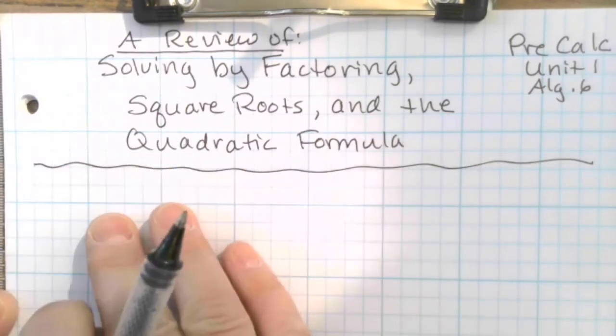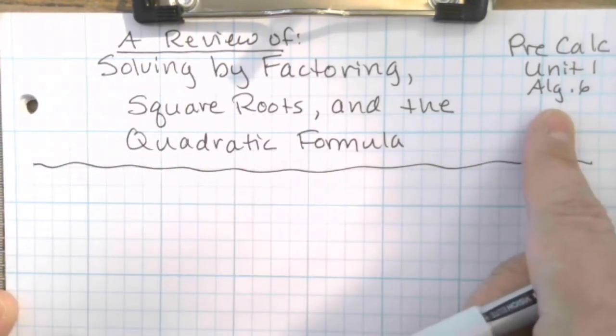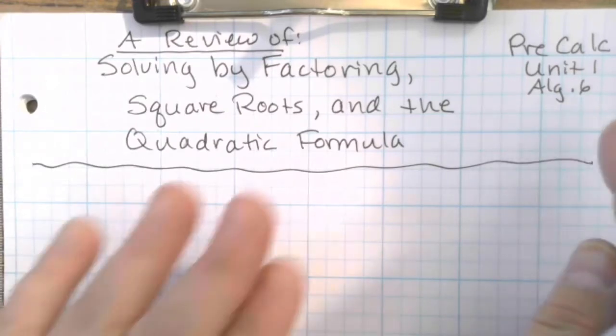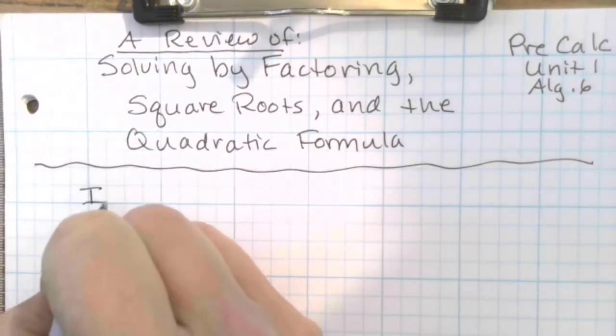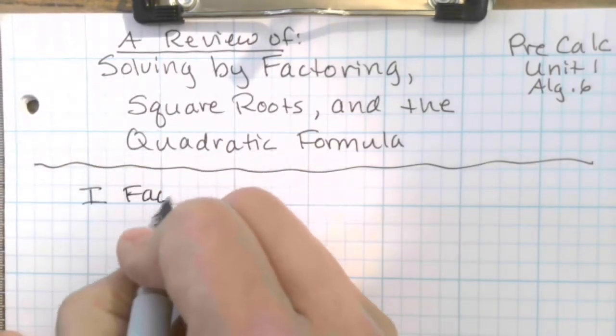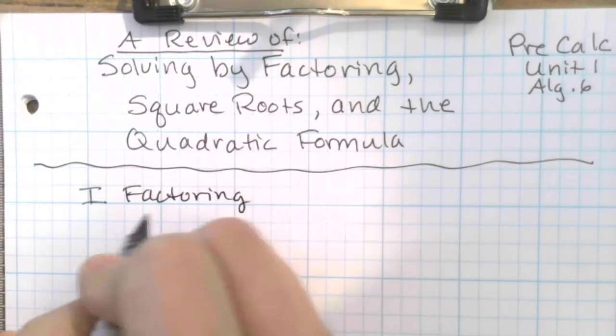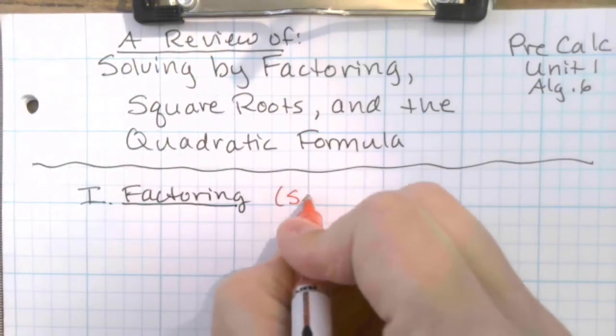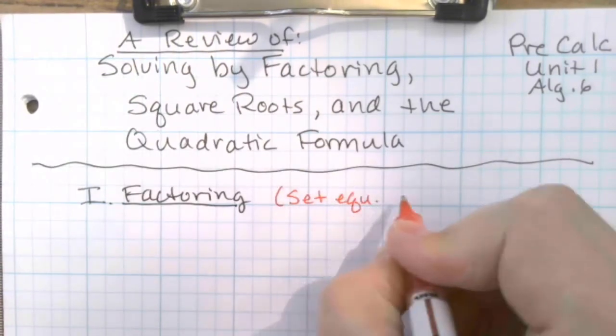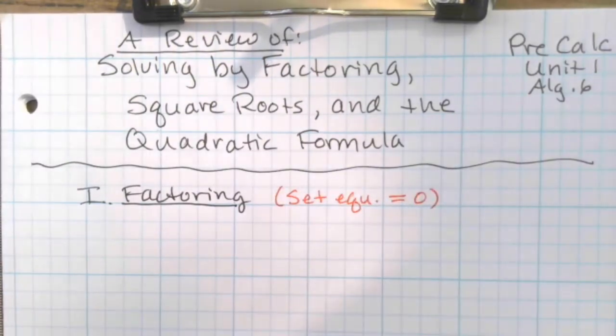And these notes are designed to go with worksheet algebra point 6, which is the first of our solving worksheets. All right, Roman numeral 1, factoring. Remember, when you solve by factoring, the key to it is to set the equation equal to 0.